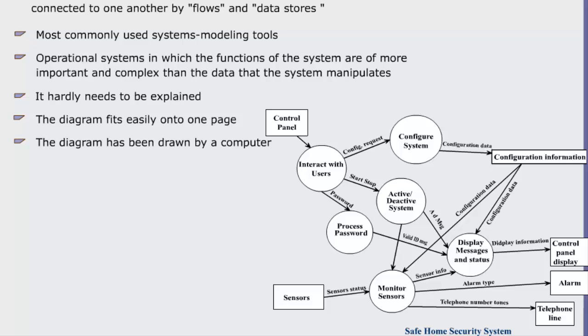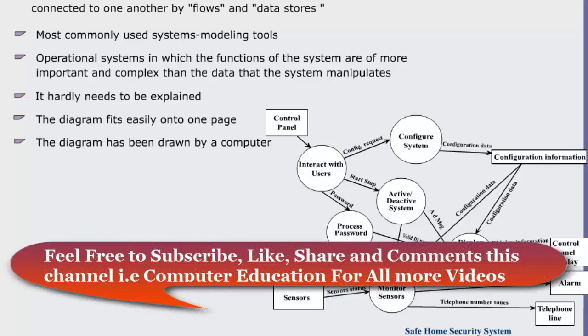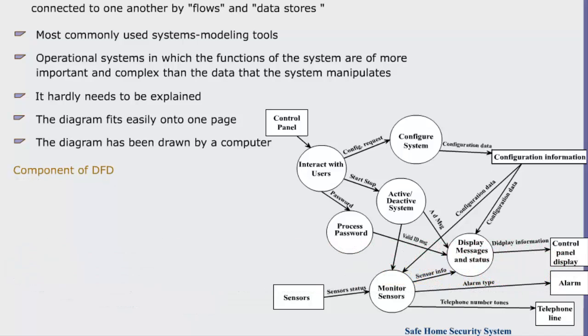The diagram has been drawn by a computer. There is nothing wrong with a hand-drawn diagram. As we can see from the figure, that DFD has four components: process, flows, data store, external entities.